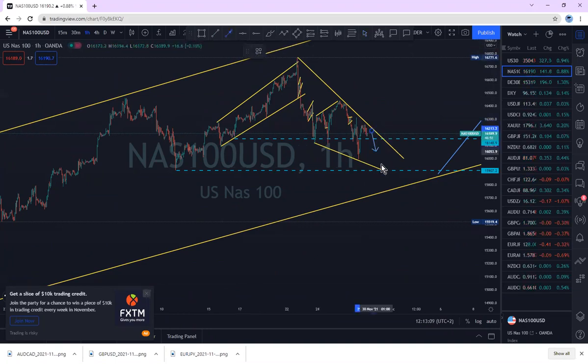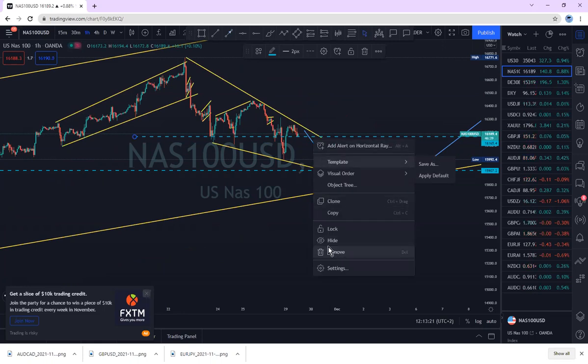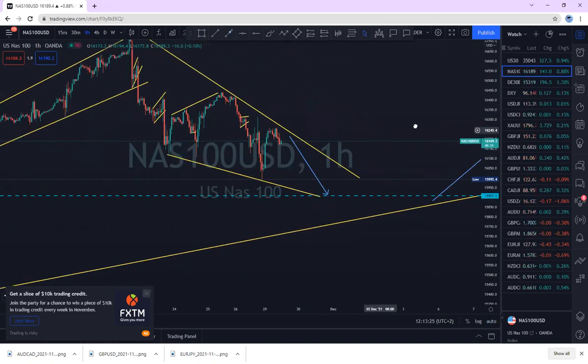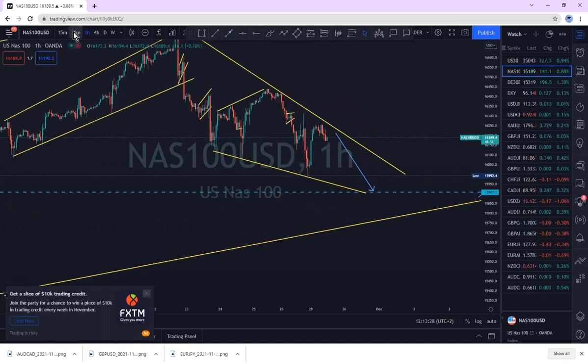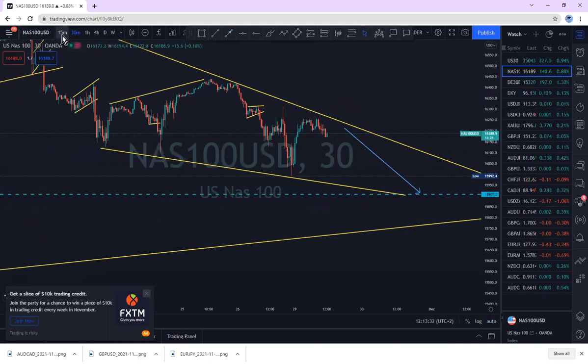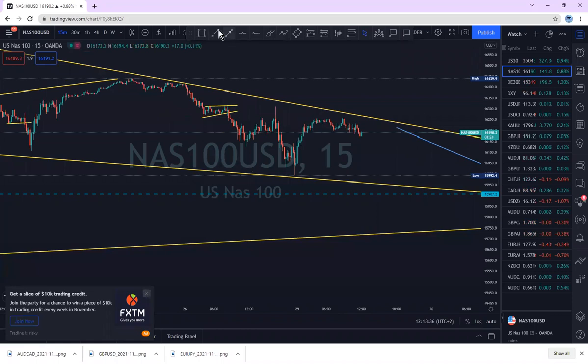So my anticipation is that we are going to see Nasdaq fall into the downside. This will be our target. Okay, let me remove this one. So in this case, let's go to smaller time frame and see what's happening. Let's go to M15. I really don't like M15.